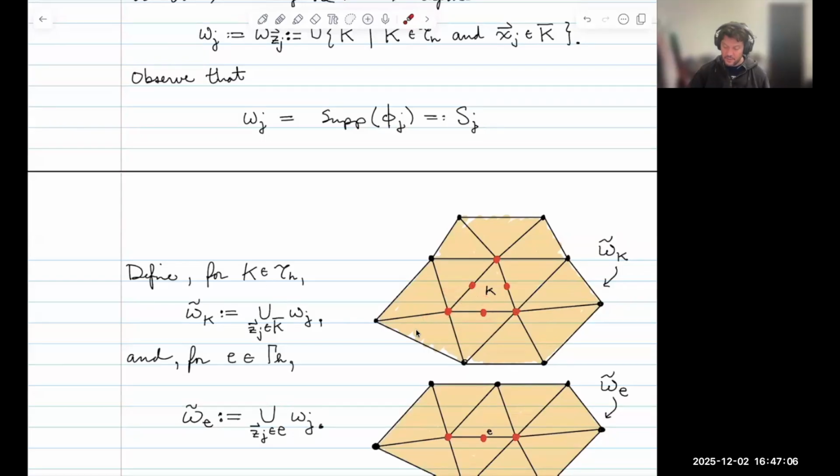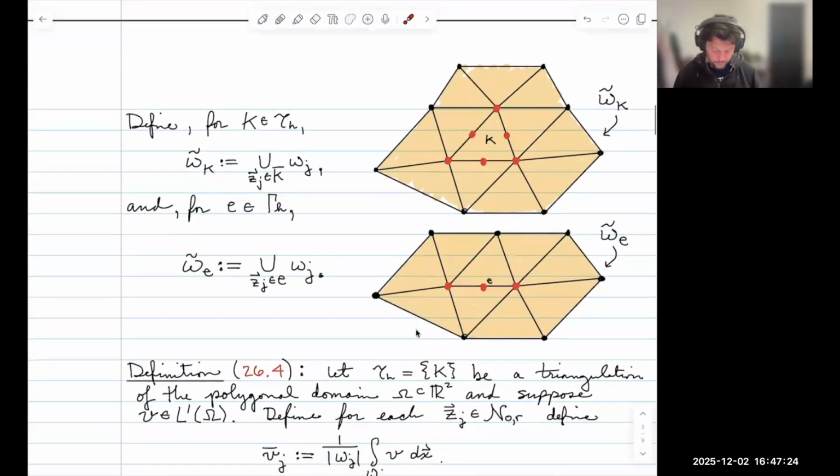Support is those two triangles. These six triangles are in the support of this one. This one has two triangles in its support, and this one again, six. Okay, so I have to union all these triangles together, and that gives me this big set of elements surrounding K. This is what we call omega tilde K.